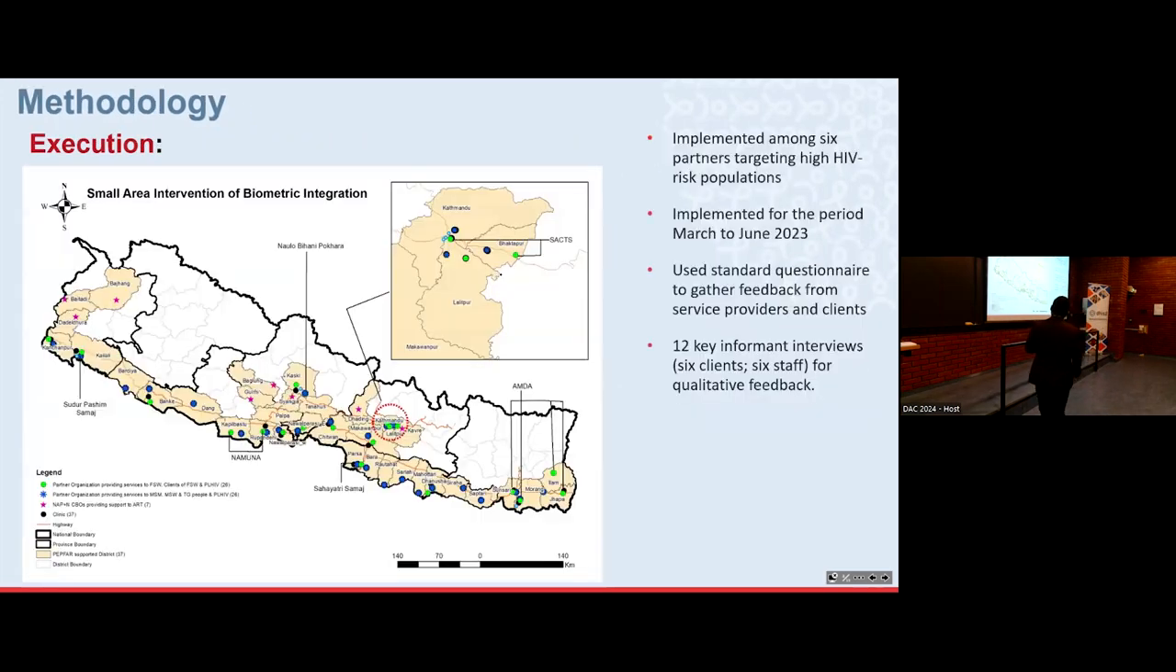We implemented the biometric system in six working districts out of 37 districts.